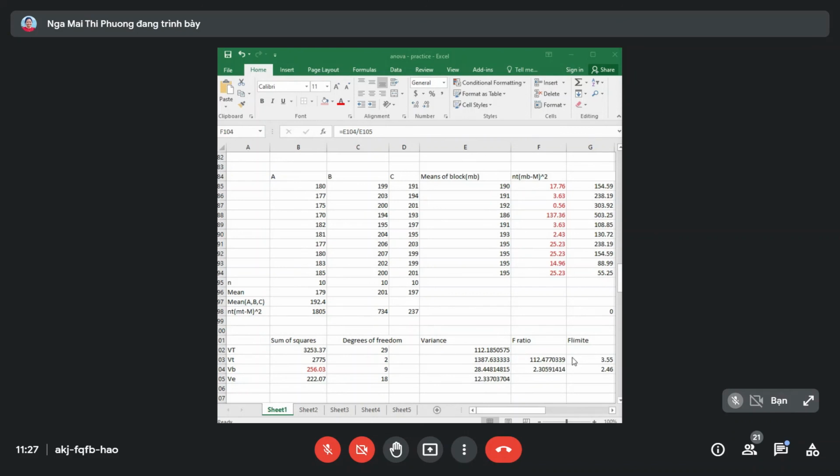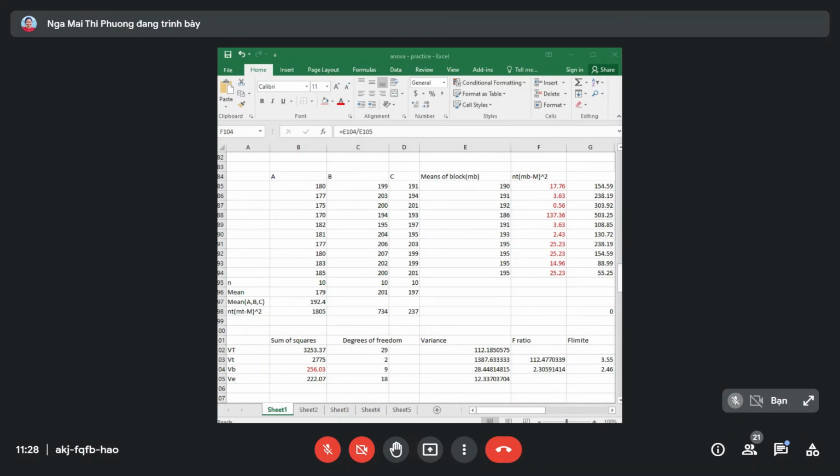The second case, you have the F ratio which is 2.3, and the F limit is 2.46, which is bigger than 2.3. So in this case, you accept the H0. If you accept the H0, it means that there is no action of block. Okay, there's no action of block.